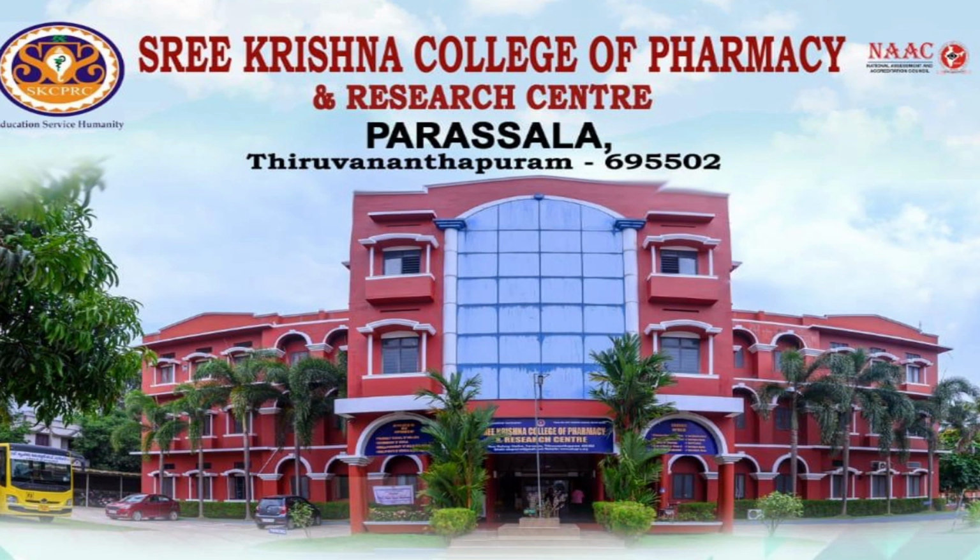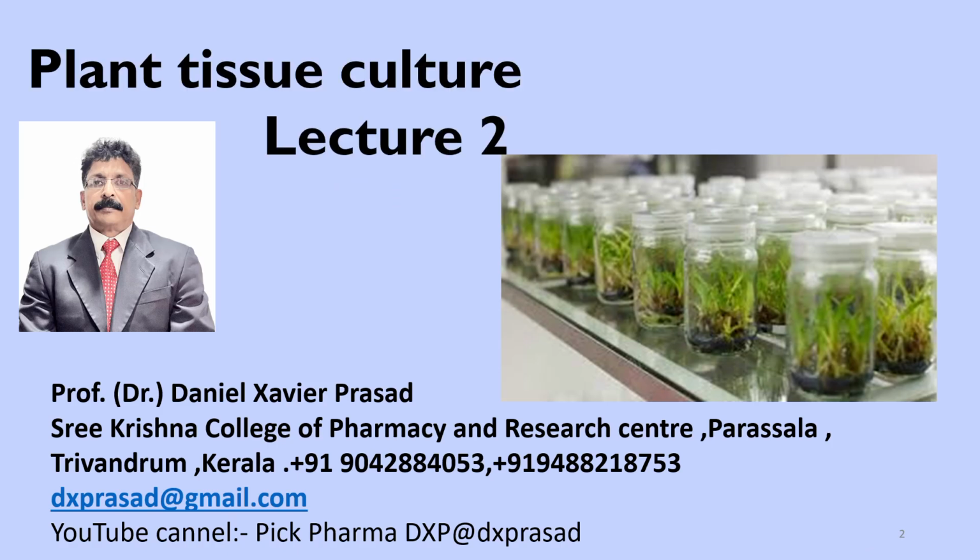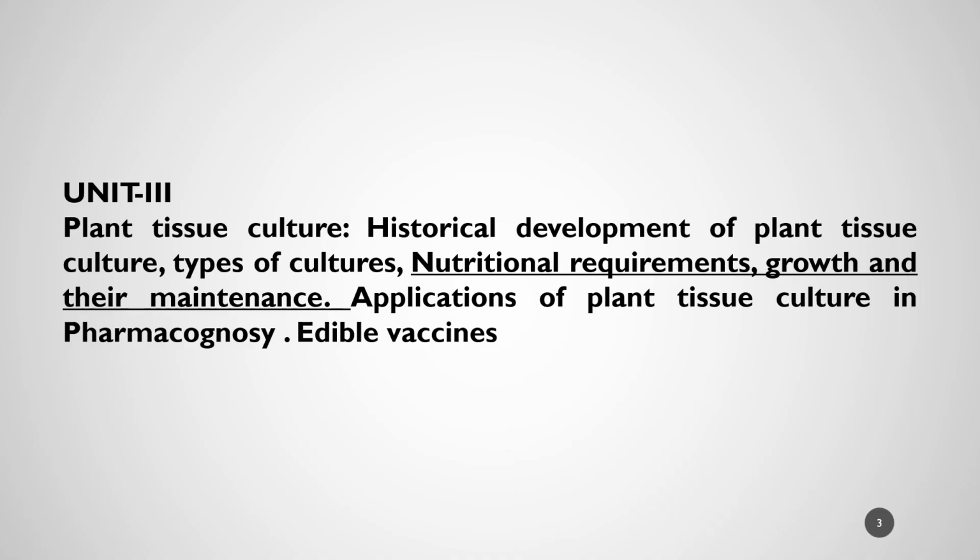This is for the fourth semester students, tissue culture. Anyways, this is lecture number 2. Already in the last class we have seen the definition for plant tissue culture, a history, and about types of cultures. Today we are going to discuss the nutritional requirements, growth and their maintenance.